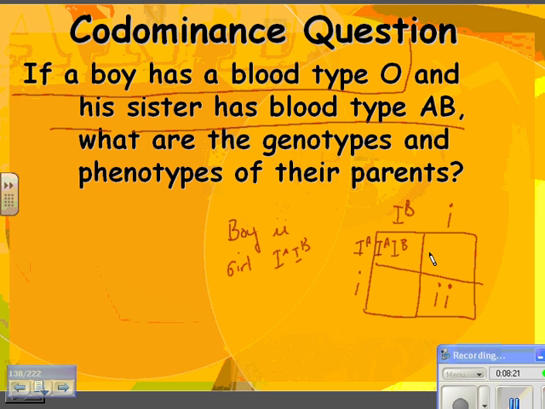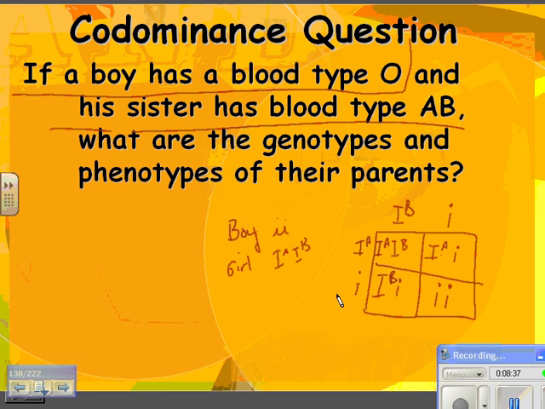So let's fill in the other kids. They may or may not have other kids, but if they had another baby, there's a 25% chance that it could be type A, and 25% chance that that one fertilizes that, and the baby is type B.